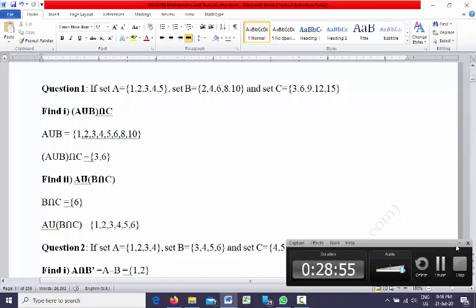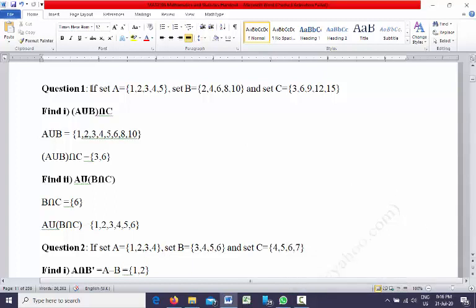Now let's study question number 1. Here in question number 1, if set A is equal to 1, 2, 3, 4, 5, that means elements of set A are 1, 2, 3, 4, 5, and elements of set B are 2, 4, 6, 8, 10, and elements of set C are 3, 6, 9, 12, and 15.